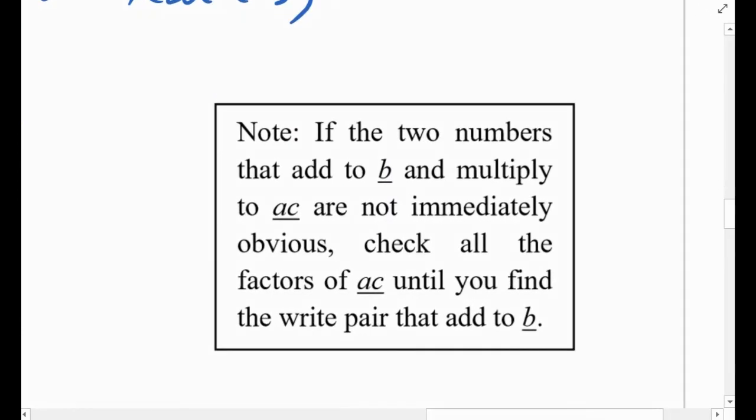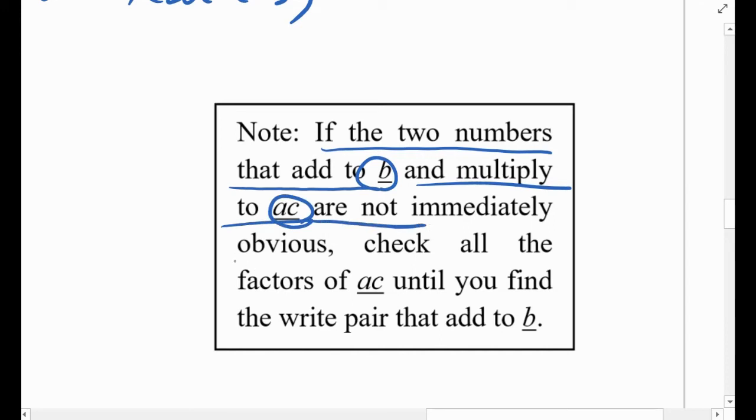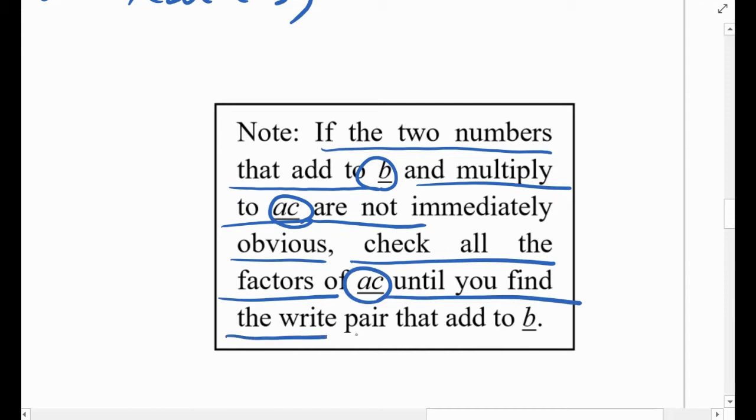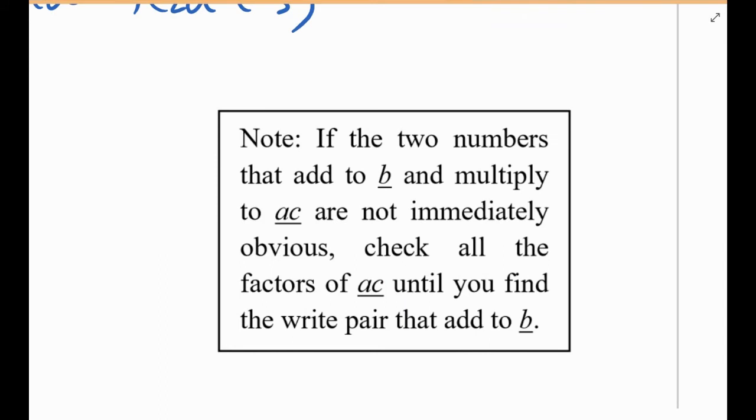Okay, note. If the two numbers that add to B and multiply to AC are not immediately obvious, check all the factors of AC until you find the right pair that adds to B. So it's trial and error. You have to keep trying until you find the correct pair. There's no faster way of doing it. All right, everyone? Let's move on.